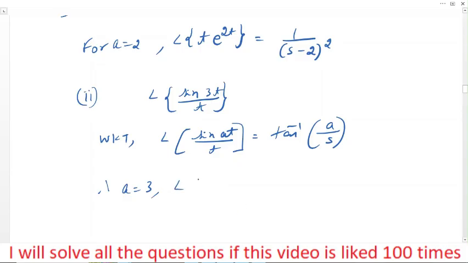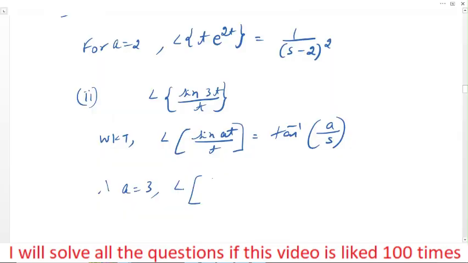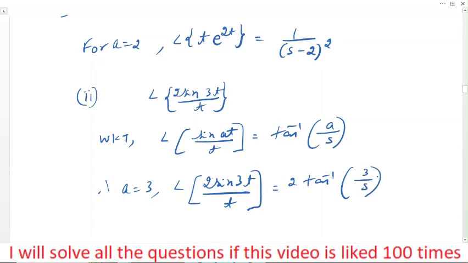So therefore, the Laplace transform of 2. Please remember, they have given 2 here. In the question, they have mentioned it as 2. Look here, it is 2 sine 3t divided by t. So definitely a is equal to 3 we are going to consider, but in the given question it is 2. So let us take 2 sine 3t divided by t, which is equal to 2 remains as it is, times tan inverse of a, which is 3, divided by s. This is directly by formula.